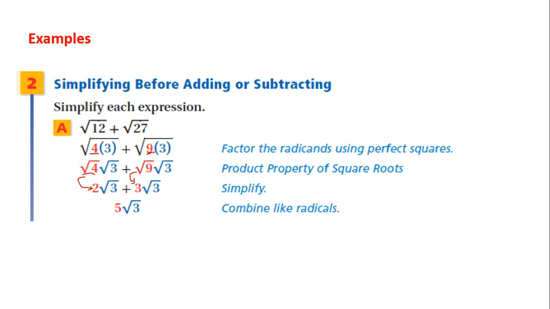Now, since we have like radicals, the radicals are the same, square root of 3 is exactly the same as square root of 3, so we simply add the coefficients. So 2 plus 3 is 5, and we put the radical for 3 as it is.